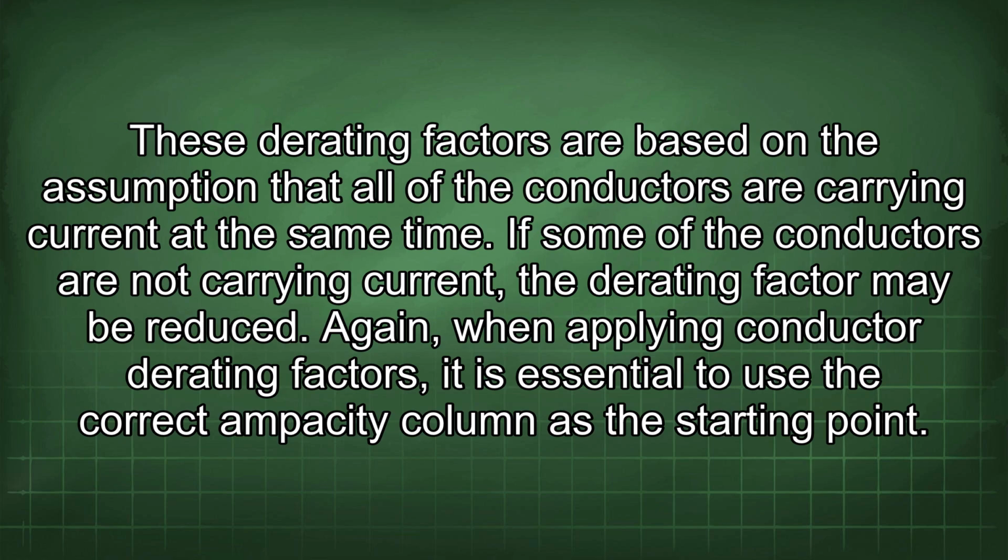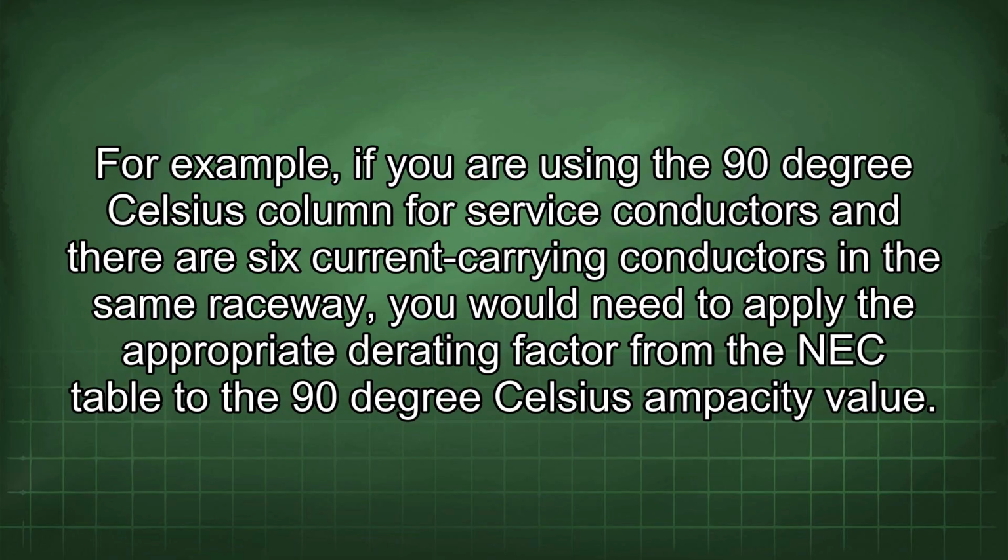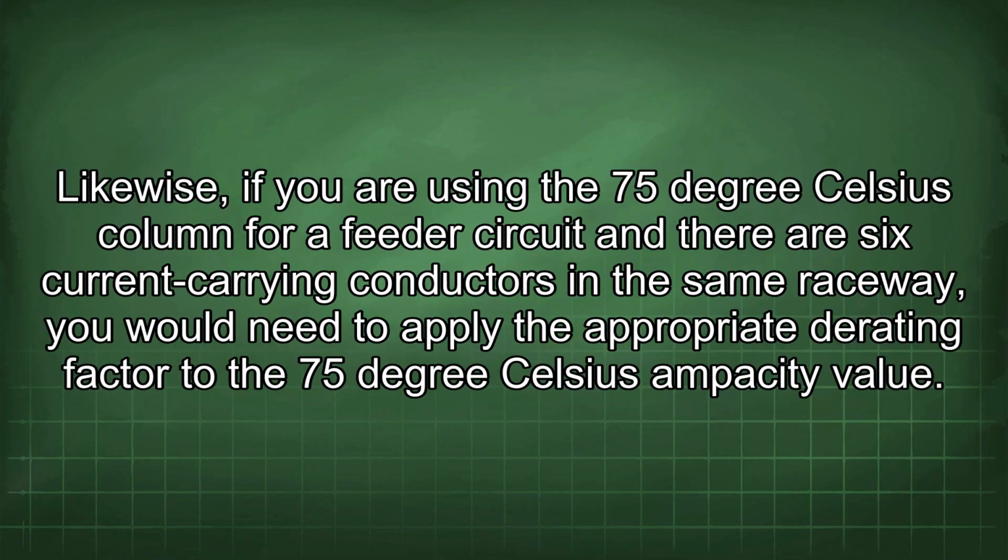Again, when applying conductor derating factors, it is essential to use the correct ampacity column as the starting point. For example, if you are using the 90°C column for service conductors and there are 6 current-carrying conductors in the same raceway, you would need to apply the appropriate derating factor from the NEC table to the 90°C ampacity value. Likewise, if you are using the 75°C column for a feeder circuit and there are 6 current-carrying conductors in the same raceway, you would need to apply the appropriate derating factor to the 75°C ampacity value.